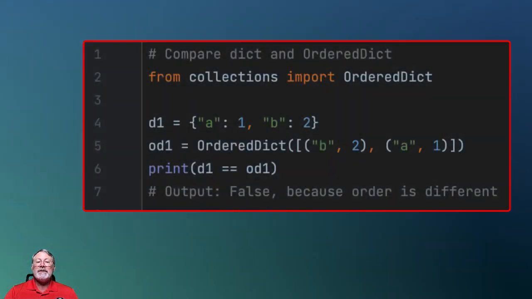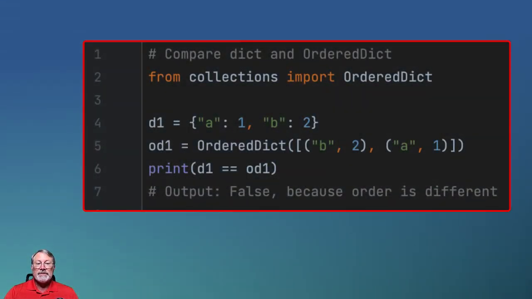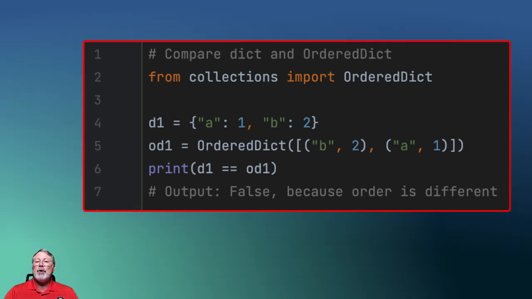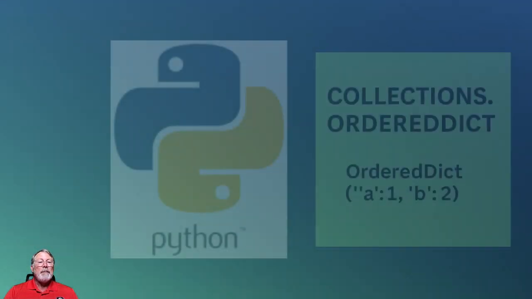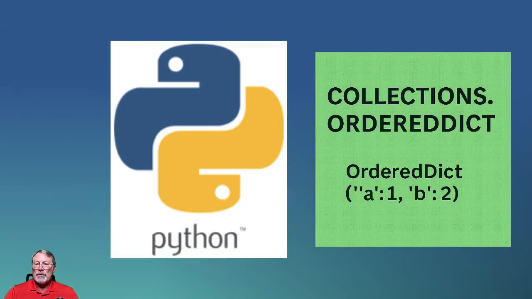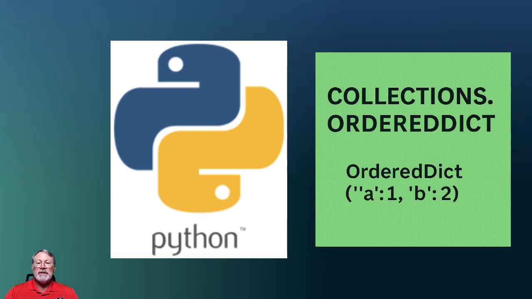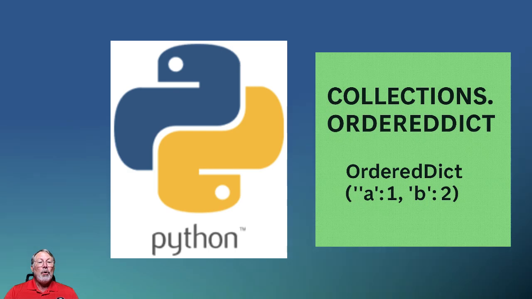You can compare dict instances with OrderedDict instances. In this case, even though both contain the same key-value pairs, the result is False because they are in different order. As you can see, OrderedDict gives you some fine-grained control that goes beyond a standard dictionary. So that's a quick tour of collections OrderedDict. While modern dictionaries already preserve order, OrderedDict still shines when you need to rearrange keys, compare order, or build something with strict ordering rules.